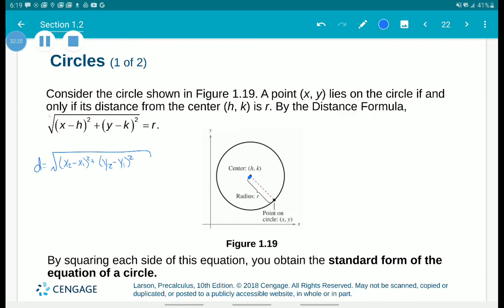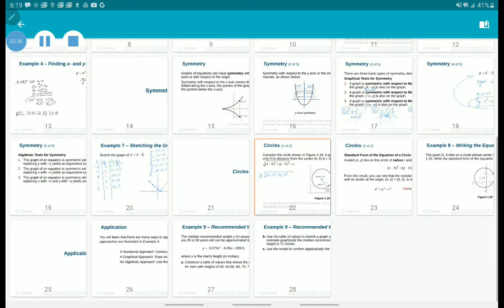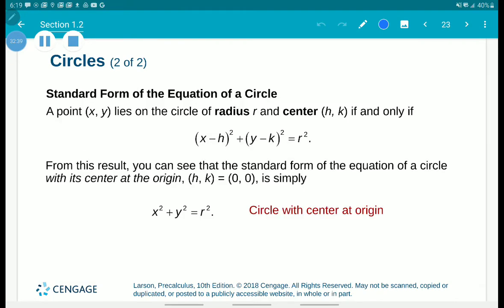Then if we were to take that formula using those 2 points and square both sides, we will get the standard form of an equation of a circle. Squaring a square root cancels everything out, so we're going to be left with (x minus h) squared plus (y minus k) squared, and then if I square r, I get r squared. Now, if this circle happens to have a center of (0, 0), then we would plug a 0 in for h and a 0 in for k, and that would leave us with x squared plus y squared is equal to r squared.